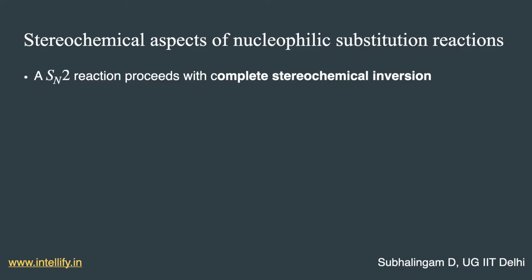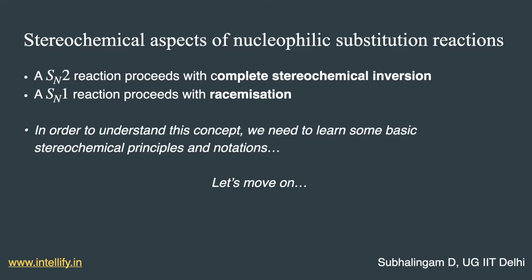An SN2 reaction proceeds with complete stereochemical inversion, as I had said in the last video. We will look into these terms in detail in this video, and by the end you will be able to understand what these words mean. And this I didn't mention in the last video: an SN1 reaction proceeds with racemization. So in order to understand this concept, we'll have to learn some basic stereochemical principles and notations. Let's go on.